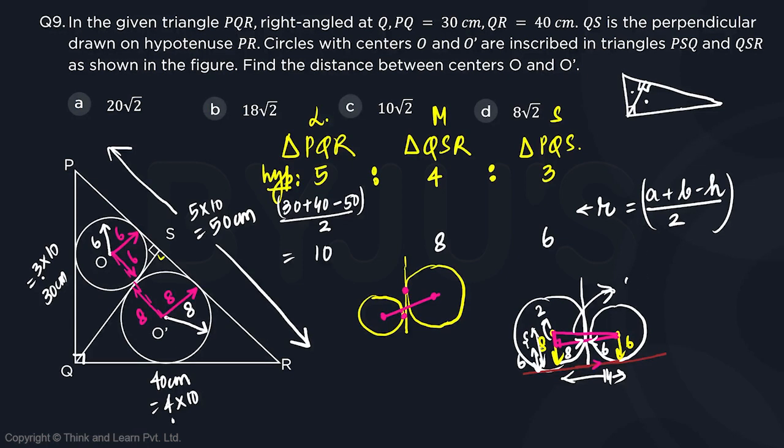So we can say that this is the hypotenuse of this pink right angle triangle where two sides are 2 and 14. So 2 square plus 14 square, which is 4 plus 196, which will give us under root 200, and 200 can be written as 10 under root 2. So this is the distance between the centers of the two circles. 10 root 2 as in option C.